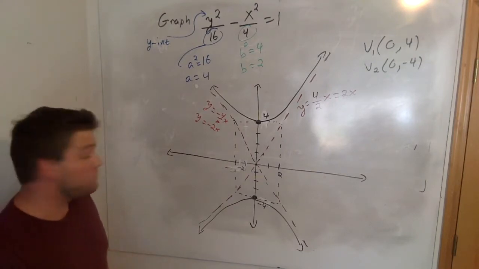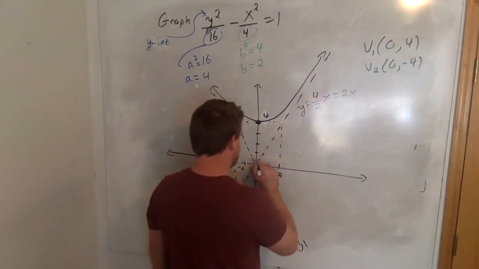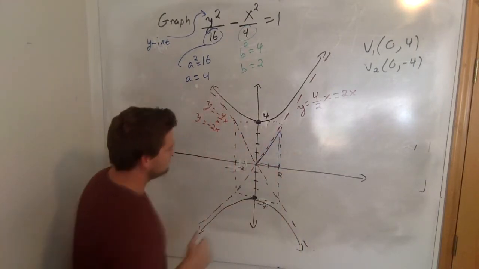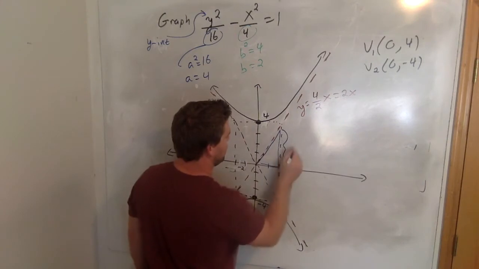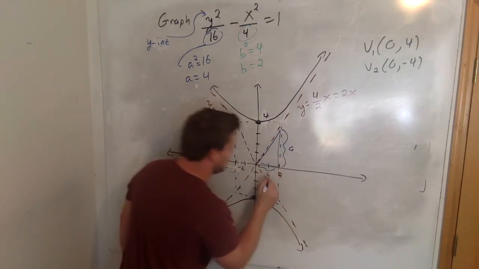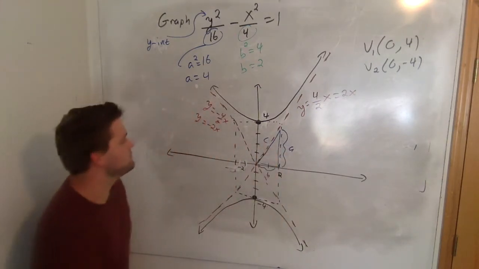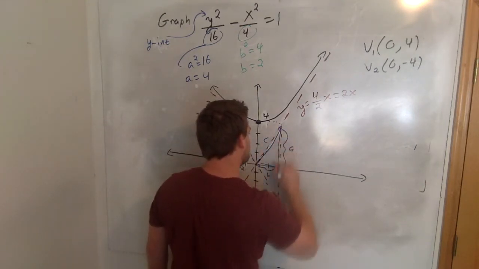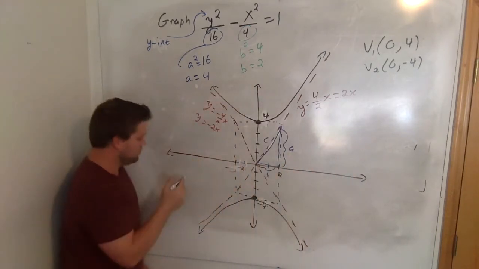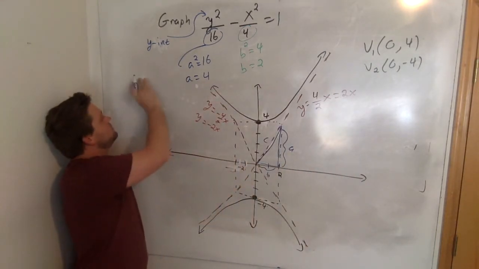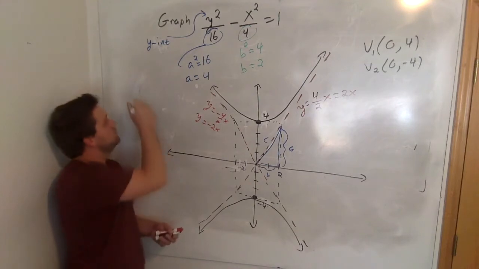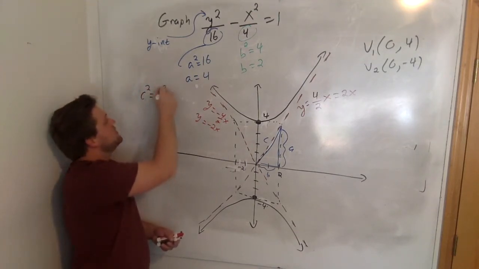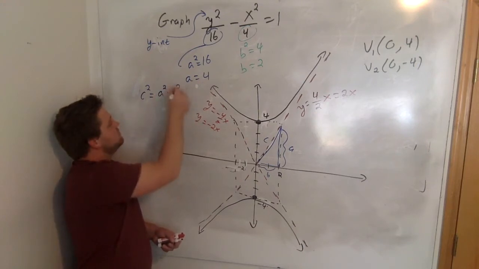Okay, now we just need to find the foci. What I like to do is just remember this right triangle right here. Okay, so from here to here will be our a. From here to here will be our b. This will be our c. So we have that, let's write it over here. We have that c squared will be equal to a squared plus b squared.